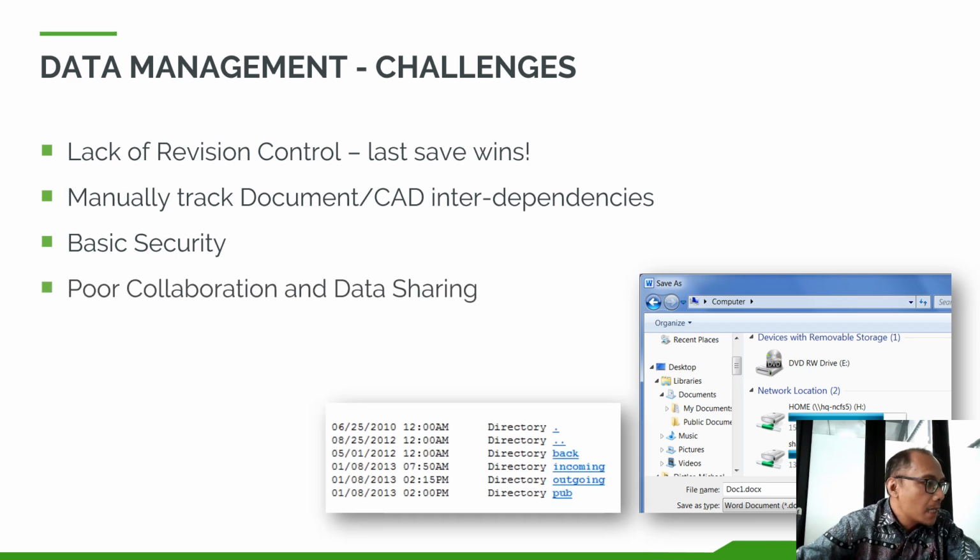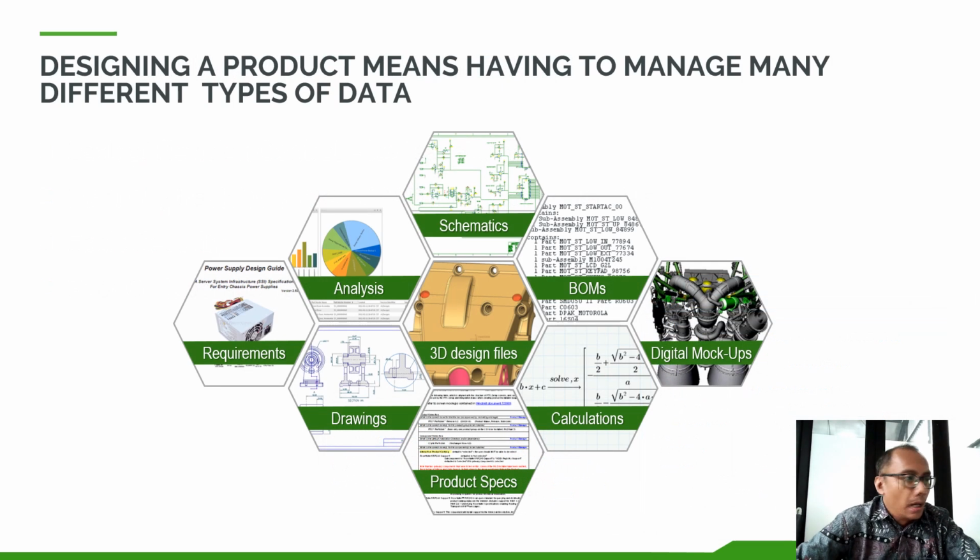And then the next is poor collaboration and data sharing. It means it is difficult to share data, and non-CAD users cannot see early designs. And of course, it leads to duplicating parts when an existing item cannot be found. For many small customers, different product data is scattered in different repositories. Thus, it is difficult to cross-reference all information related to a particular product.